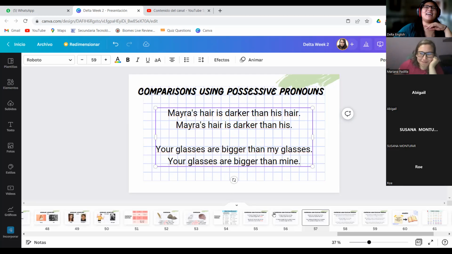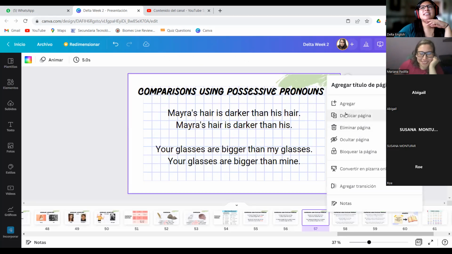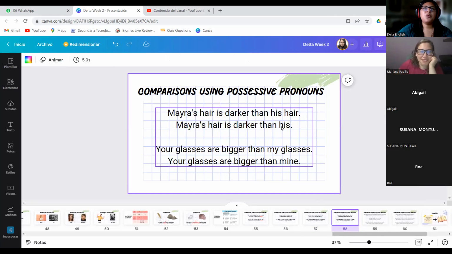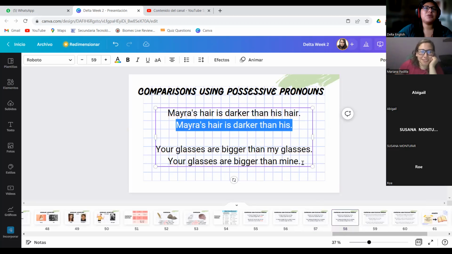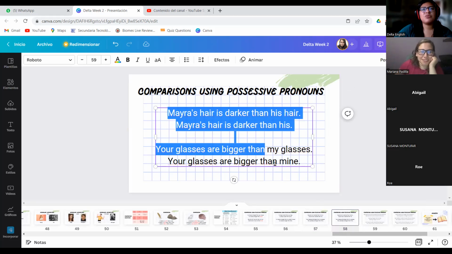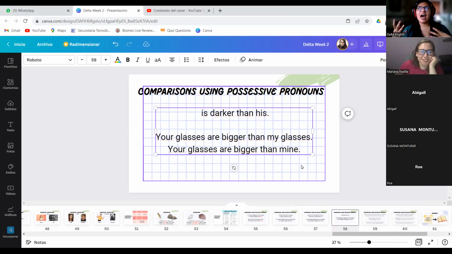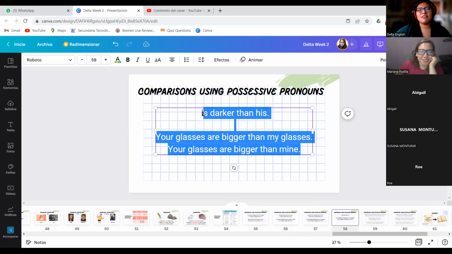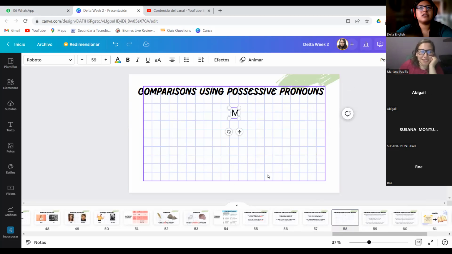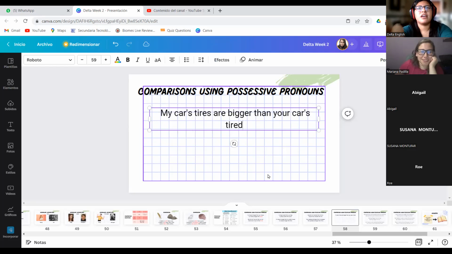Easy. Okay, good. Now, I told you guys that there is a case where we don't have a possessive pronoun. And that is the case for its. Its doesn't have a counterpart. So what happens if I need to use its? For instance, my car's tires are bigger than your car's tires.